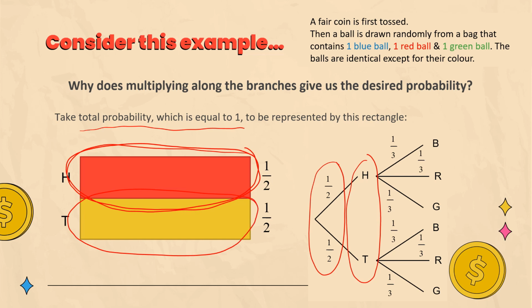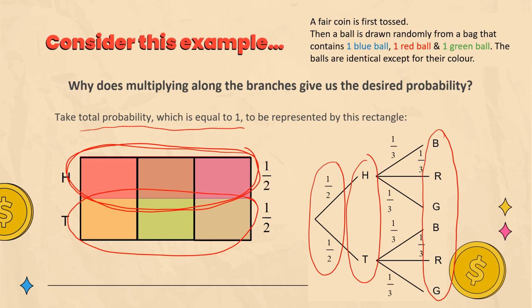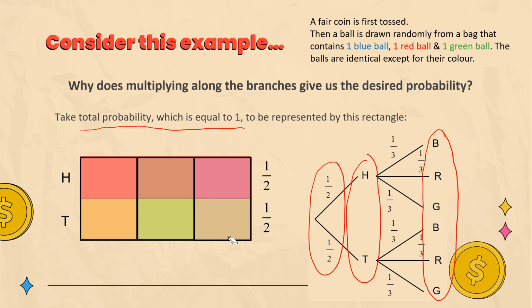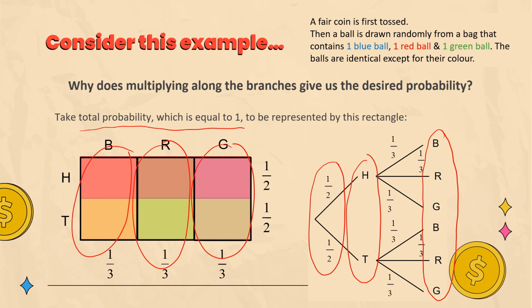Now I'm going to divide this rectangle into 3 equal parts because in the next part of our probability experiment, we were looking at drawing either a blue ball, red ball, or green ball, and that is a probability of 1/3 each. So dividing the rectangle into 3 equal parts, I'm going to achieve this. So I see 3 equal parts over here. And each part itself is representing blue, red, and green, having a probability of 1/3.